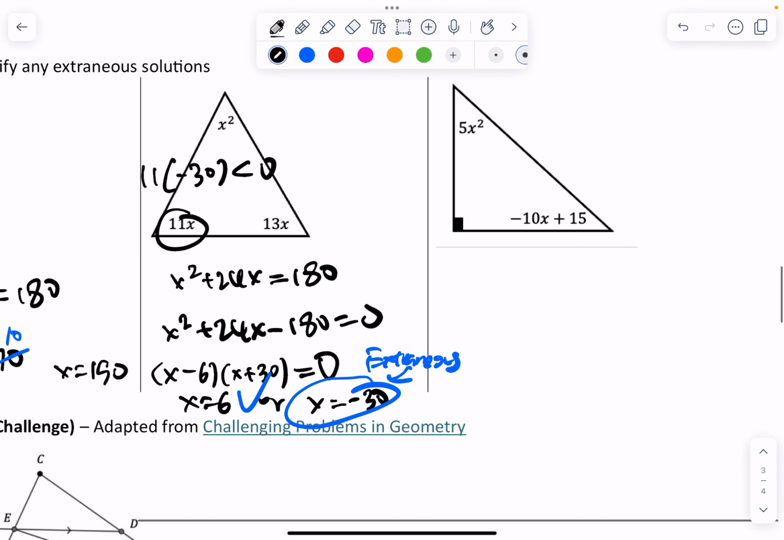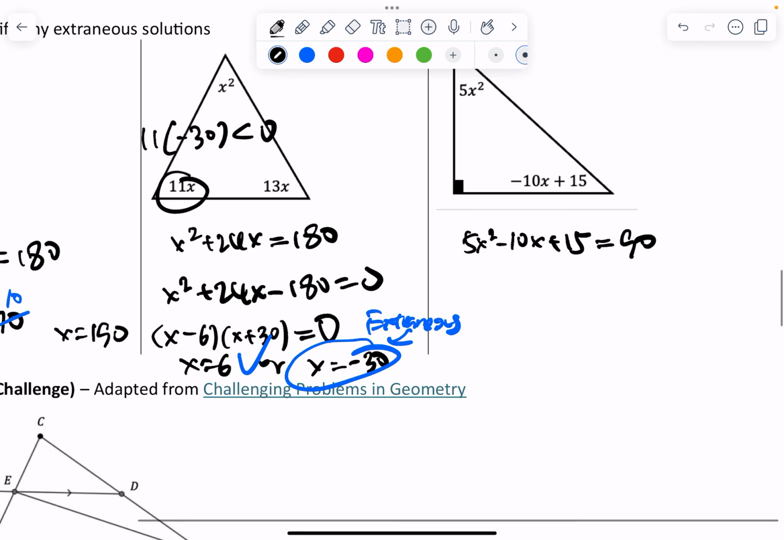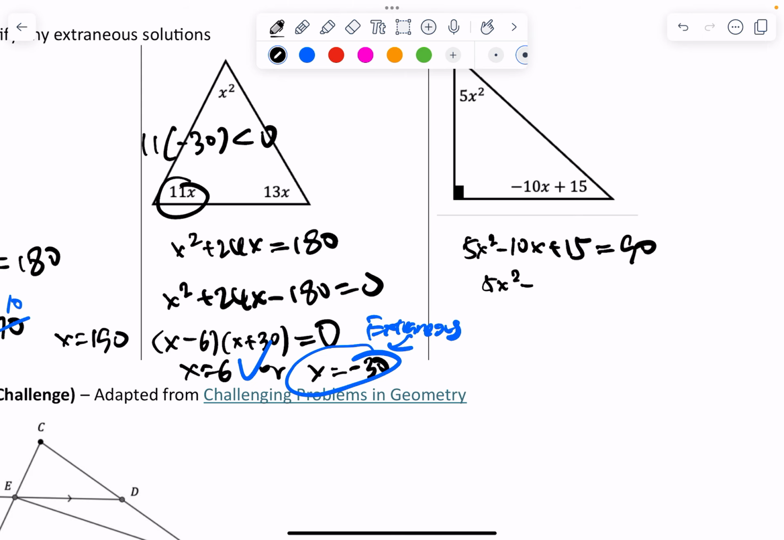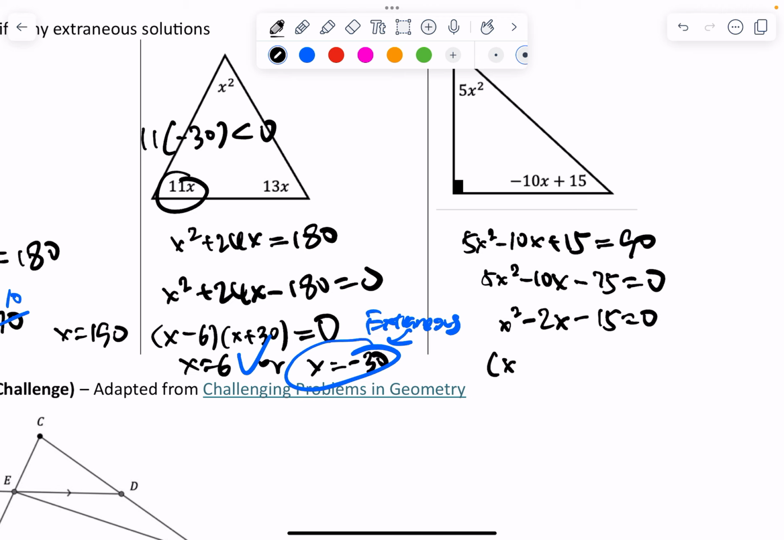This problem. We have 5x squared minus 10x plus 15 is equal to 90 because this is a right angle, right? So if all three add up to 180, these two add up to 90. And then factoring. Simplify, just divide by 5. And then this is familiar.